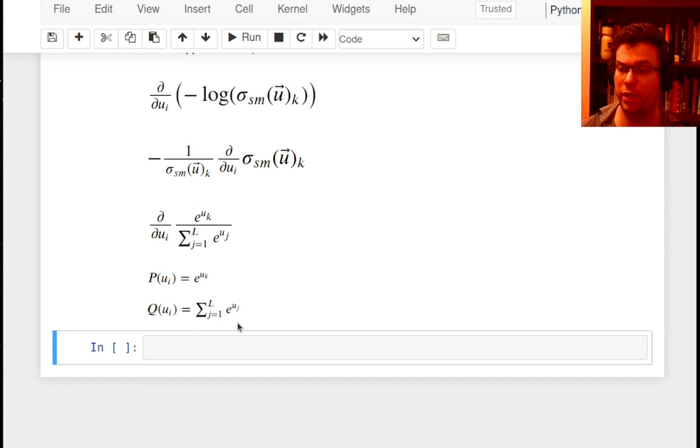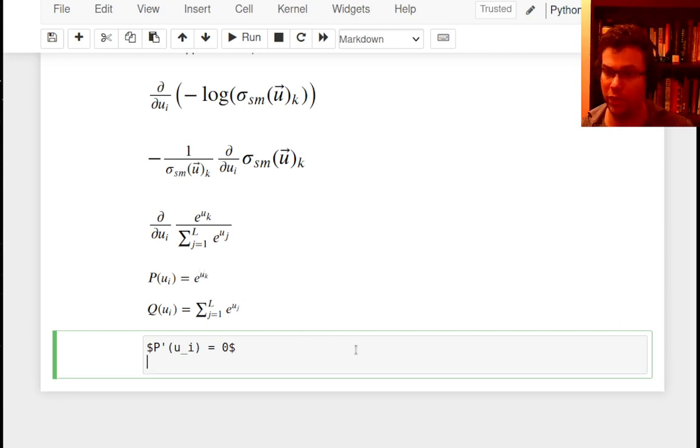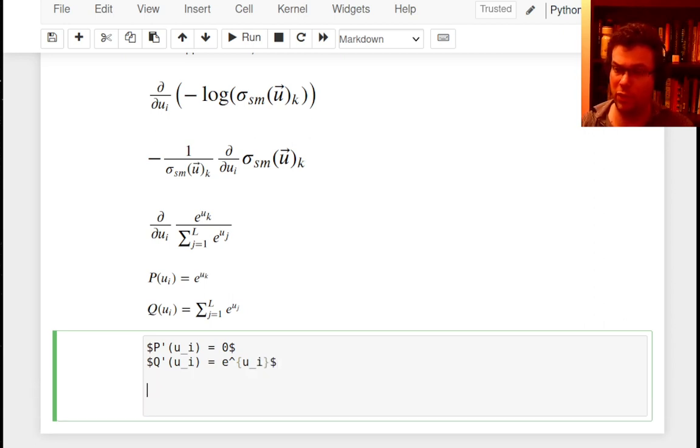But my p and my q are now functions of ui, not uk. And so when I take the derivative of that, it's going to look a little different. So I'll say p prime of ui in this case is actually 0 because uk does not depend on ui. We're actually holding uk as a constant here. So this is going to simplify quite a bit. So then q prime is going to be the same. Q prime of ui is going to be actually just e to the ui. So I look at this and it's going to be a lot cleaner.